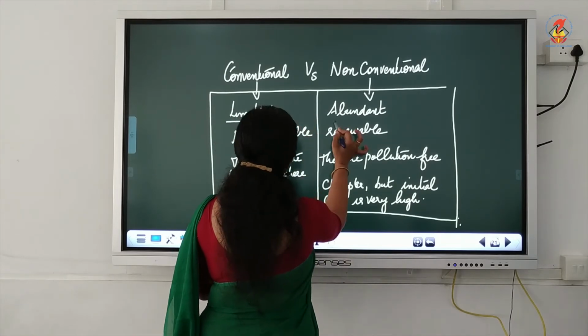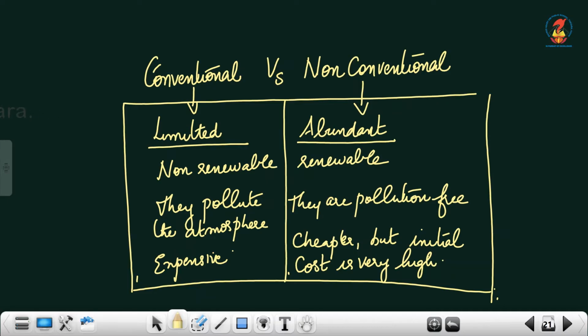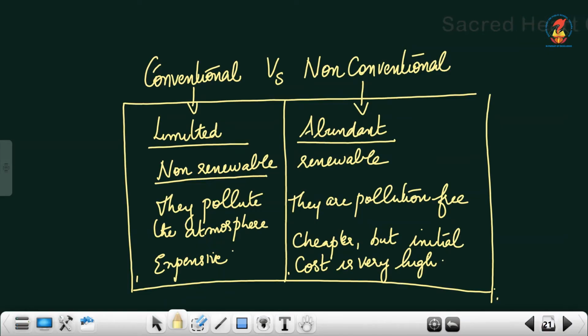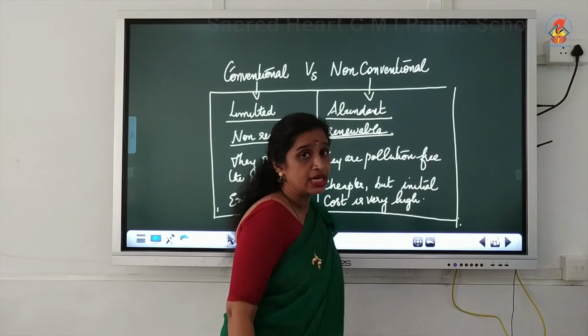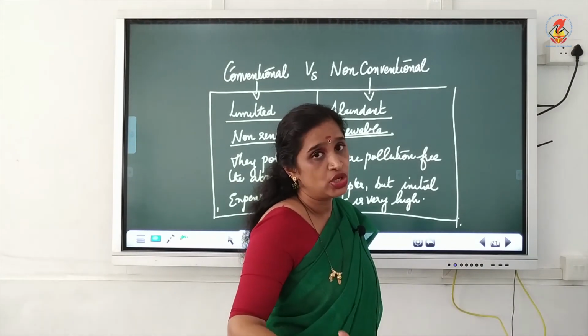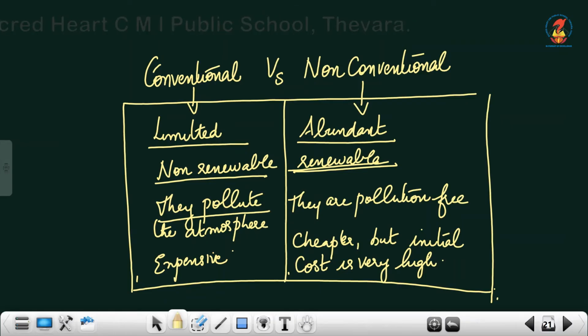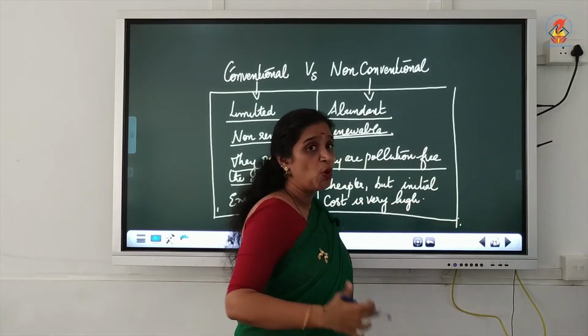Conventional is limited, non-conventional is abundant. With the technology, we can develop more and more. Conventional is non-renewable, like coal. Non-conventional is renewable. Tidal energy, wind energy can be used again and again. Conventional sources of energy pollute the atmosphere. That is a disadvantage. Whereas non-conventional sources of energy are pollution free.